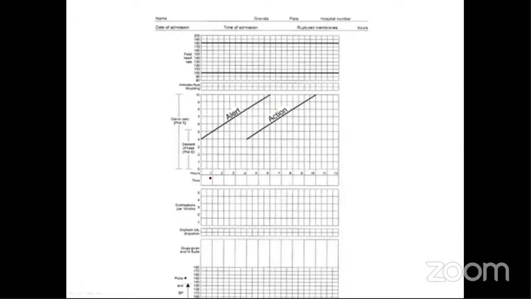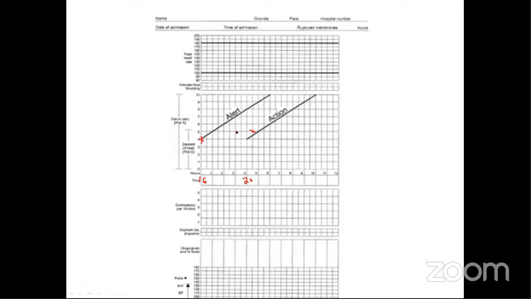Now in this particular scenario, what has been explained, she's at 16 hours, she's 4 centimeters. So ideally, she should be on the left side of the alert line, but after they have done a PV after 4 hours, that means 17, 18, 19, 20, that means at 8 p.m., when they have done the PV examination, she's still 5 centimeters only, right? After 4 hours, she's just 5 centimeters. She's here, right? Very close to the action line.